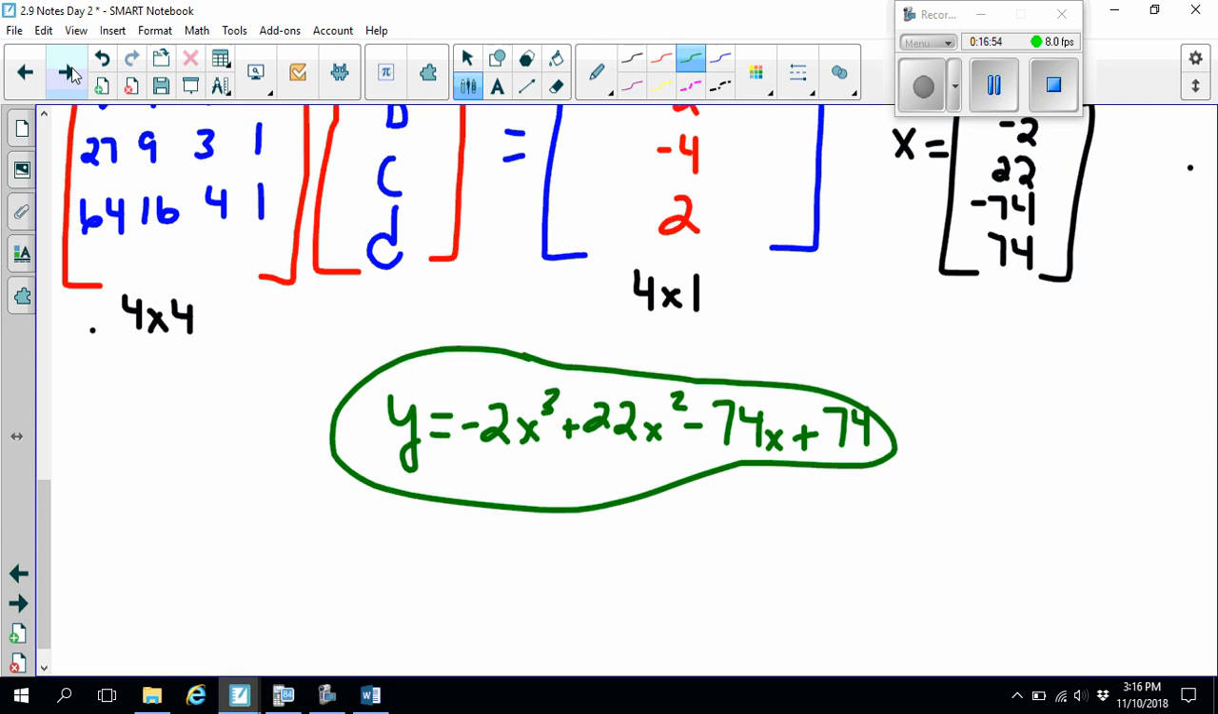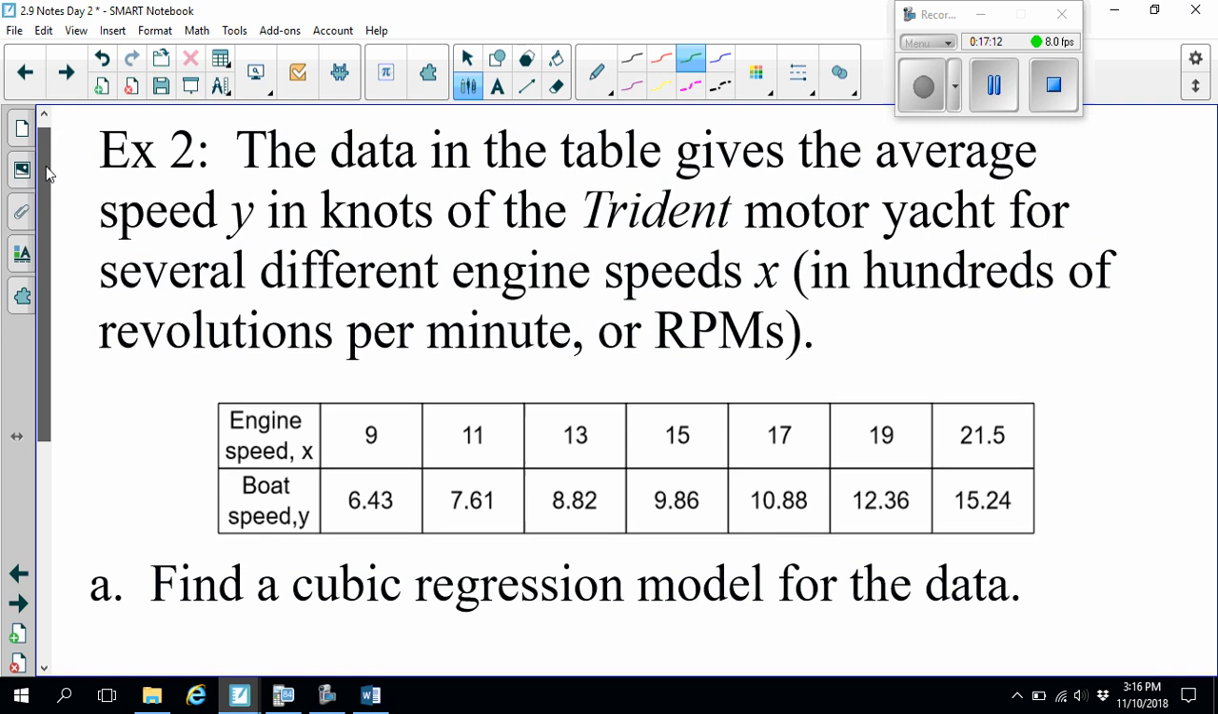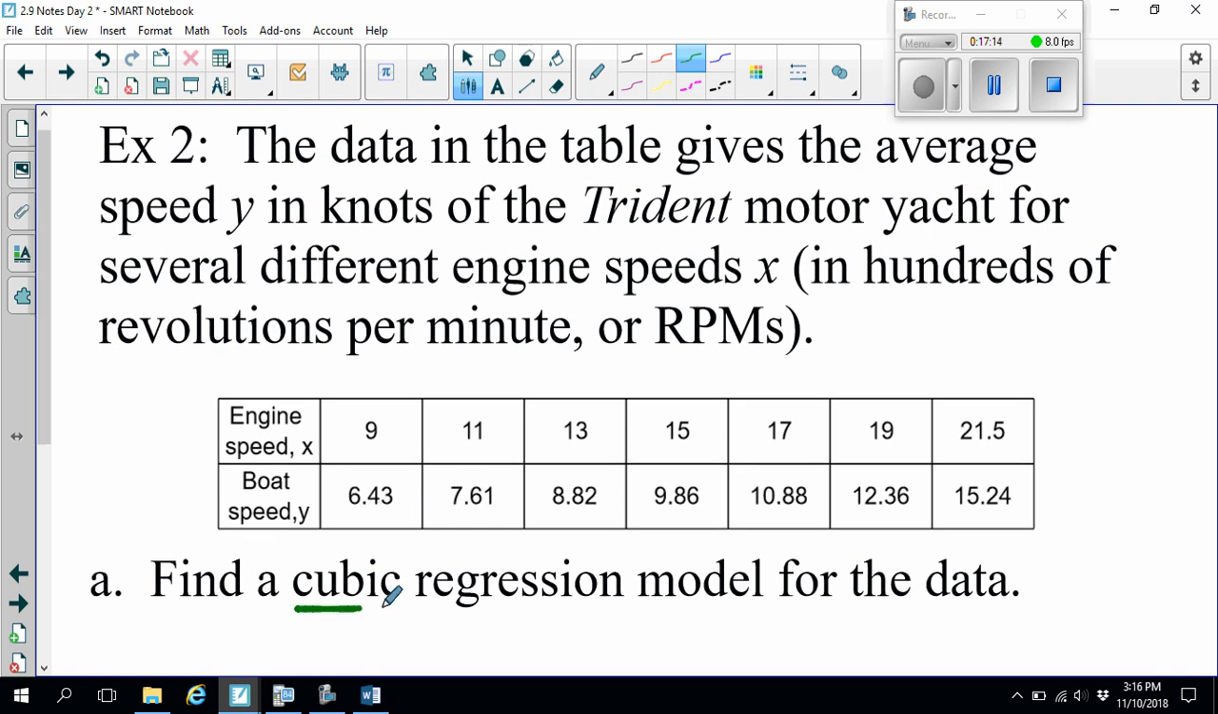Okay, let's get into our second one. Once again, we are going to use our graphing calculator to do that. So here, for example 2, it says the data in the table gives the average speed y in knots of the Trident motor yacht for several different engine speeds. For part A, what we have to do is write a cubic regression. So last unit, for our quadratics unit, we did quadratic regressions. So in this case, we're going to do a lot of similar things, but now instead of a quadratic, we will have a cubic regression.